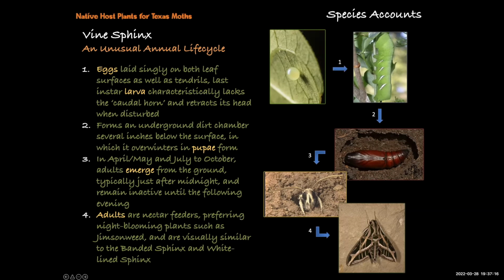The adults are nectar feeders, and they do, of course, like night blooming plants like the Jimson weed we talked about. And they are visually similar to 2 other sphinx moths we have here called the banded sphinx and the white-lined sphinx.